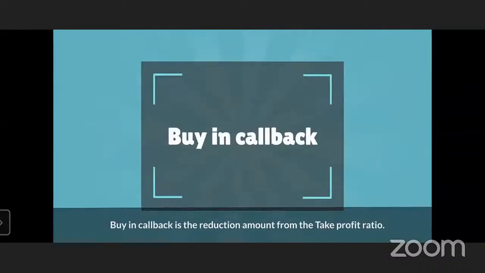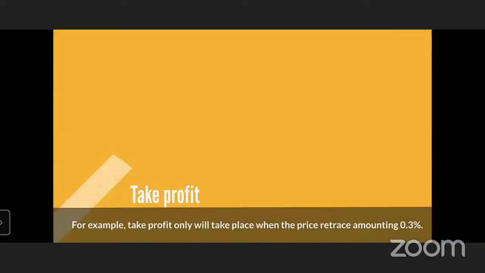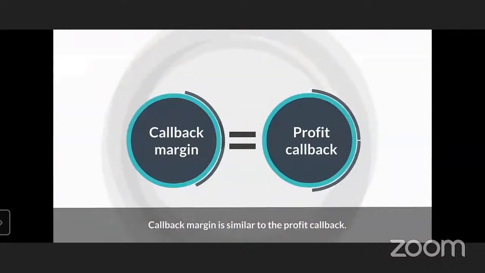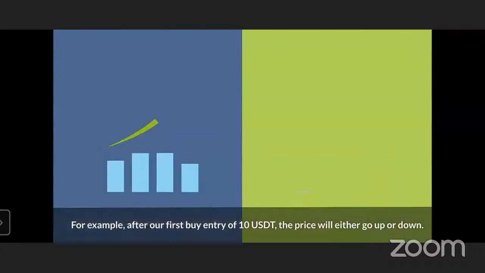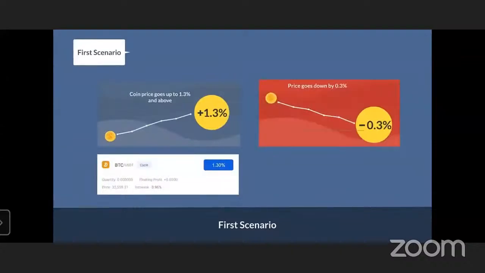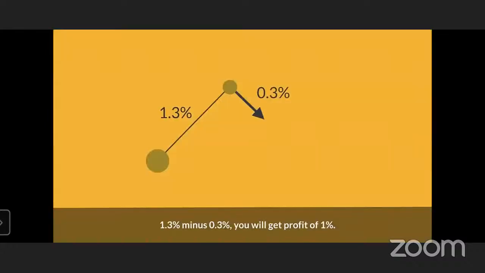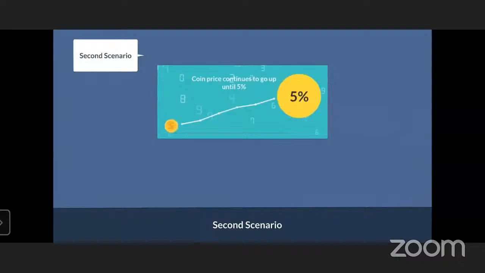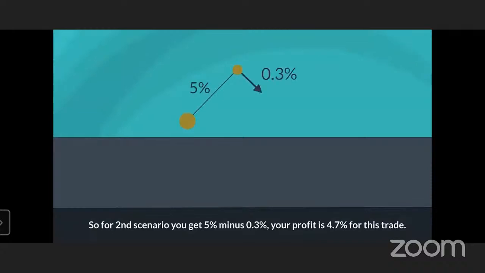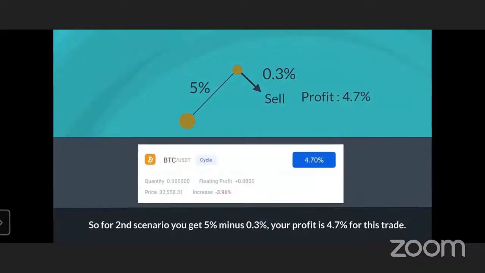First scenario. After you buy, the coin price goes up to 1.3% and above, the bot will be triggered and is ready to take profit. So when the price goes down by 0.3%, the bot will automatically sell. 1.3% minus 0.3%, you will get profit of 1%. Second scenario. After you buy, the coin price continues to go up until 5%. The bot will not sell until there is a reversal of 0.3%. So for second scenario, you get 5% minus 0.3%. Your profit is 4.7% for this trade.